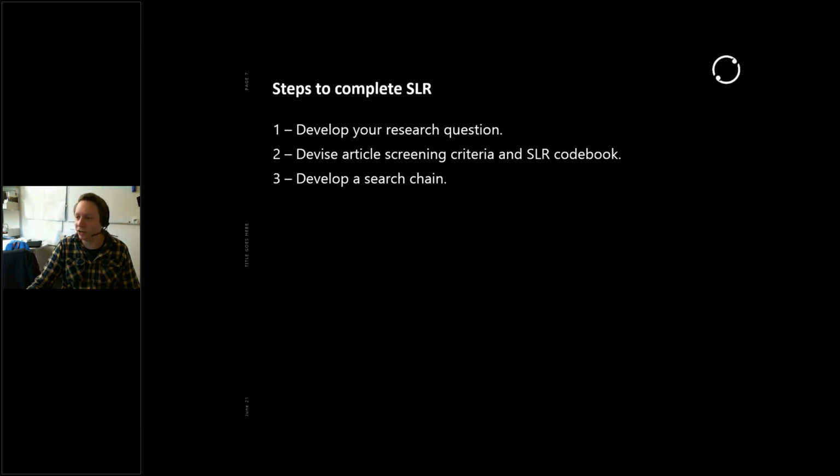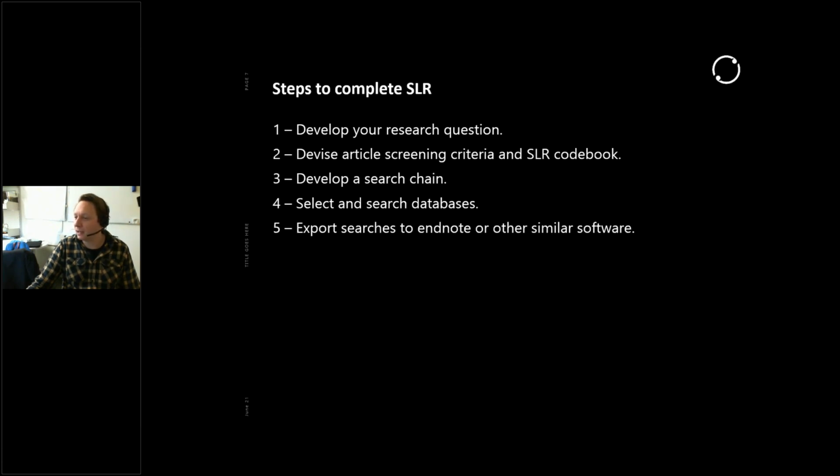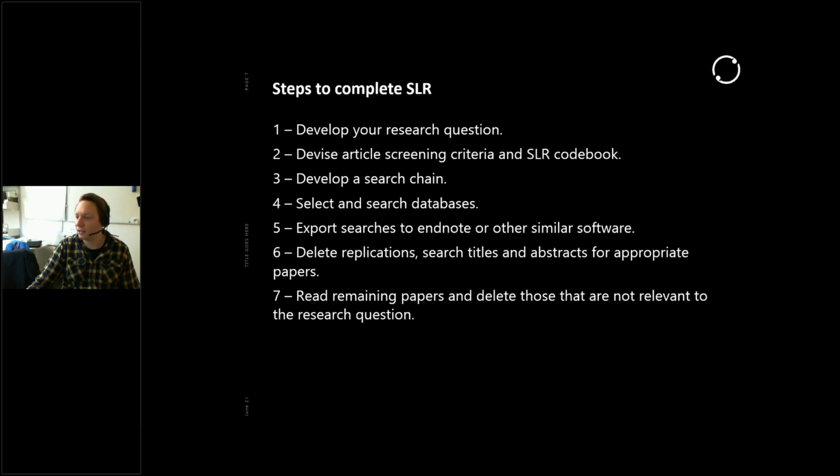Then you develop a search chain. You select and search the databases for those papers. Then you export searches to EndNote or other similar software. Then you delete replications, search titles and abstracts for appropriate papers. Following this, you read remaining papers and delete those that are not relevant to the research question, and you complete it by filling out your systematic literature review codebook or protocol.